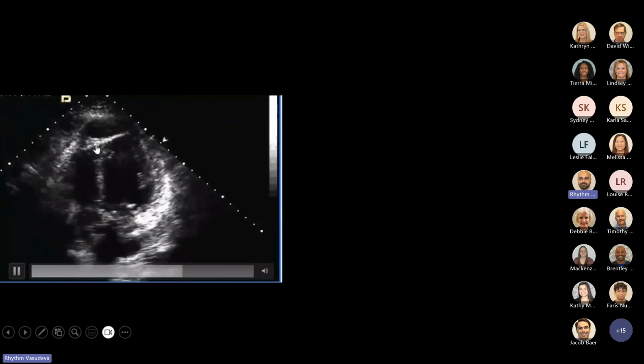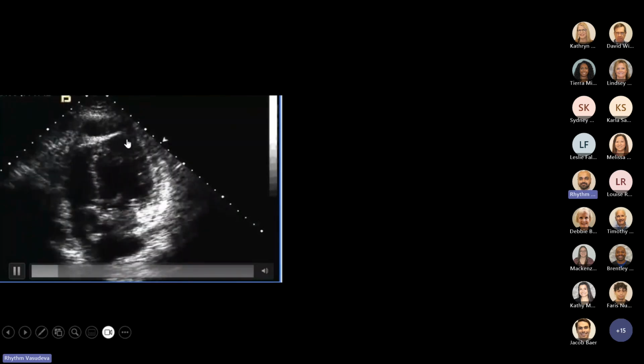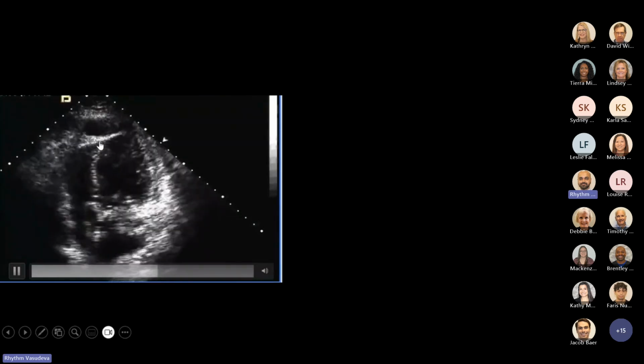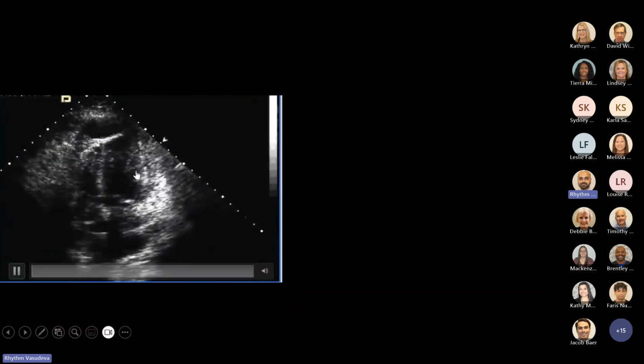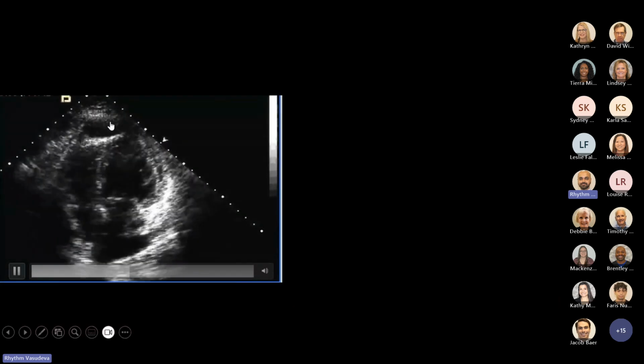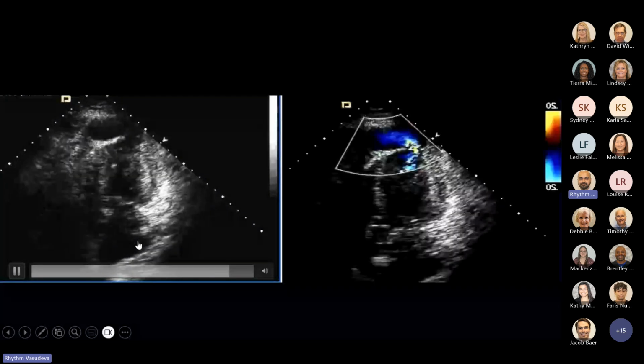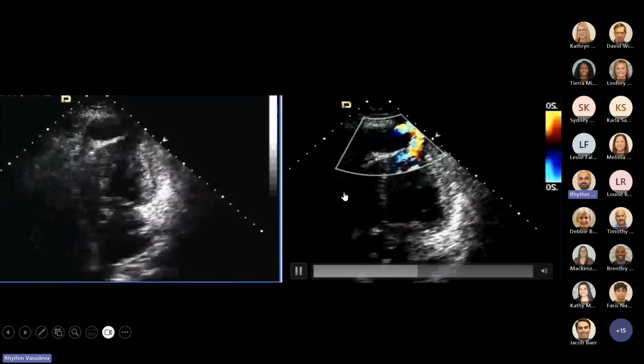And if you don't ignore that, that kind of stands out, and that's your entire heart, and that leads to this kind of passage into here, and that becomes more evident when we put on some Doppler.